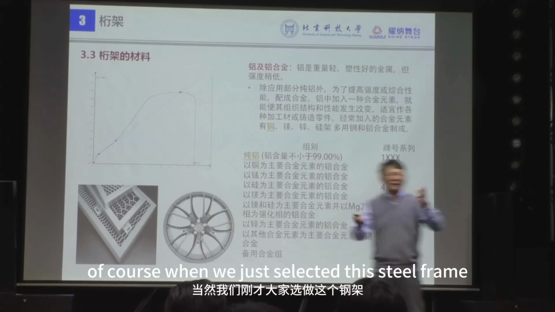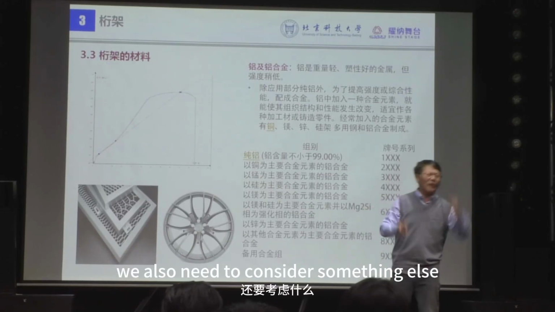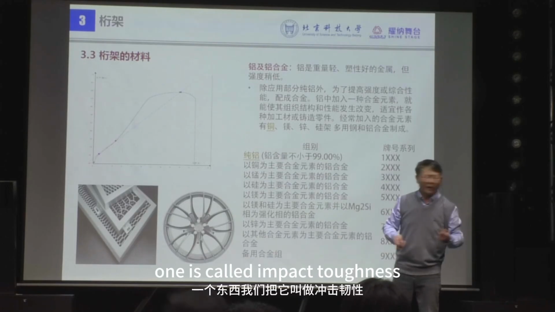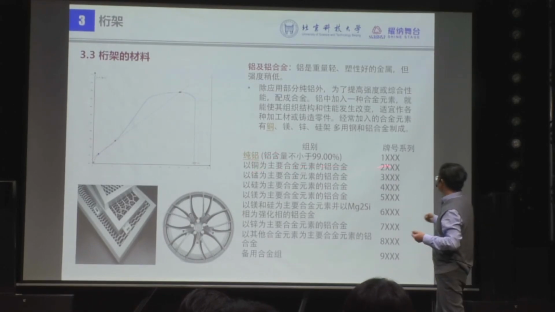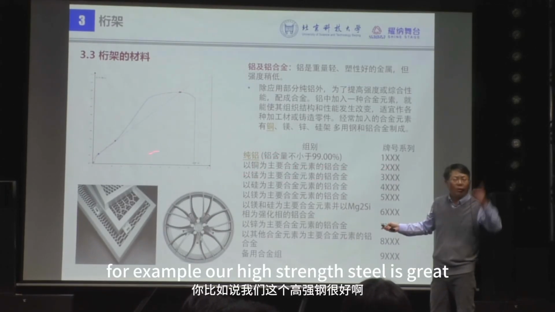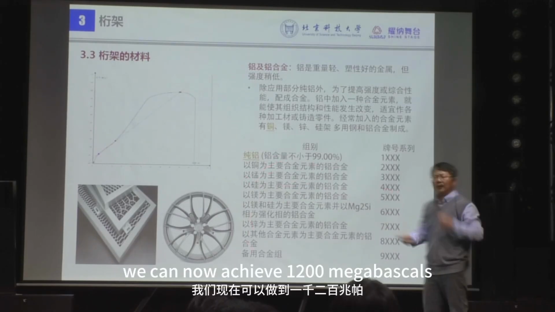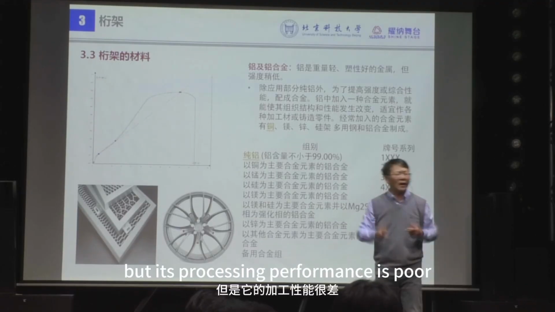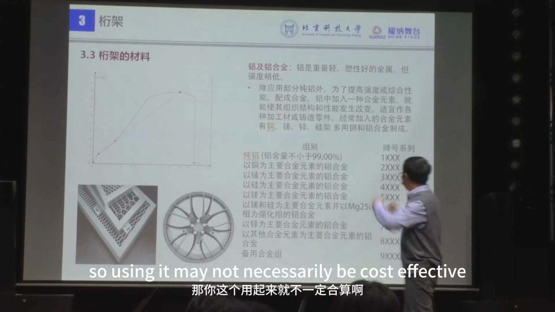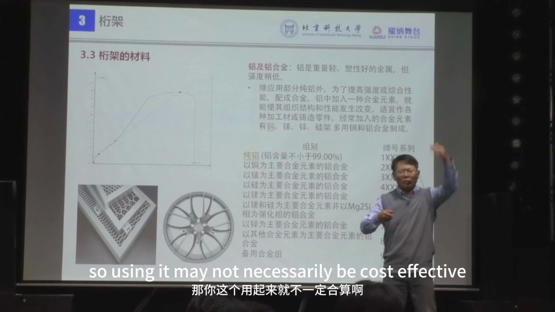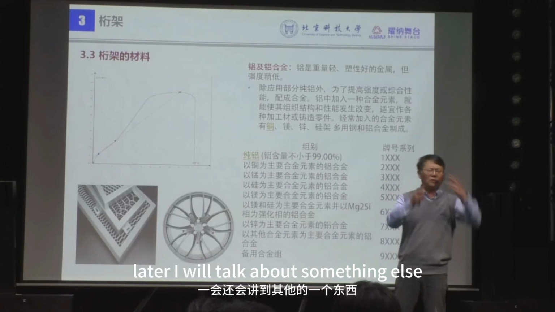Of course, when selecting steel materials for a steel frame, we also need to consider two more things: impact toughness and weldability. Many materials are good. For example, high-strength steel is great. Its strength can now reach 1200 megapascals, but its processing performance is poor, its weldability is poor, its shear performance is poor. So using it may not necessarily be cost-effective. Later, I will talk about something else.